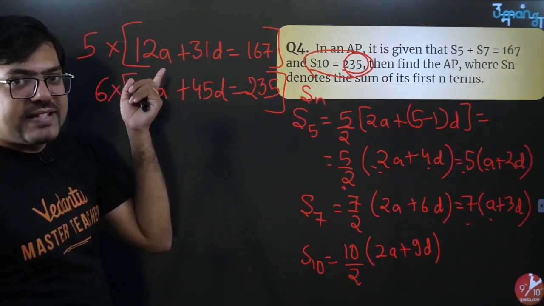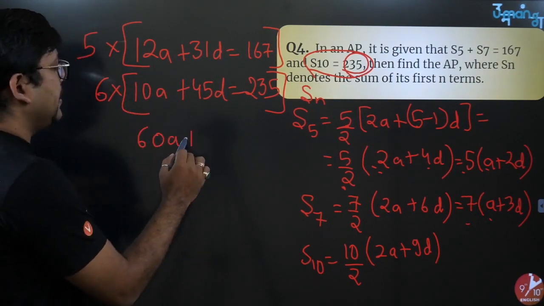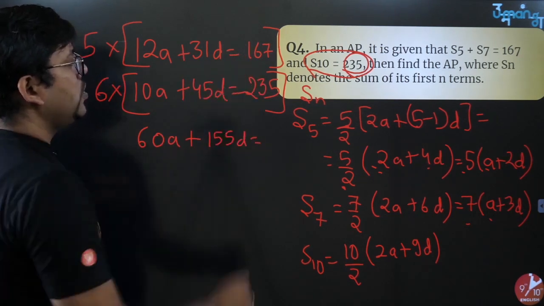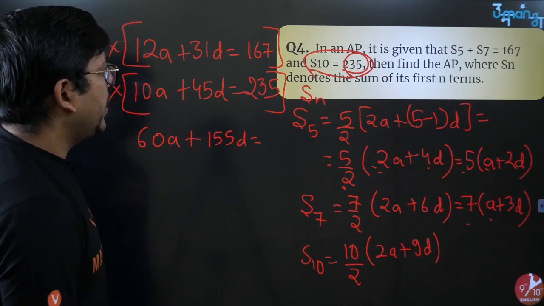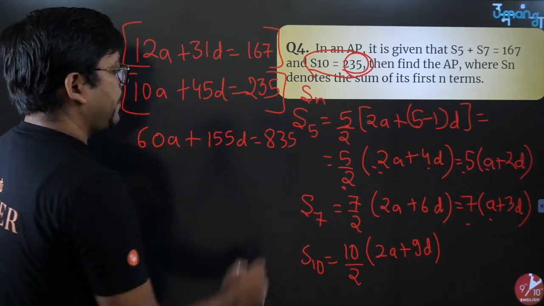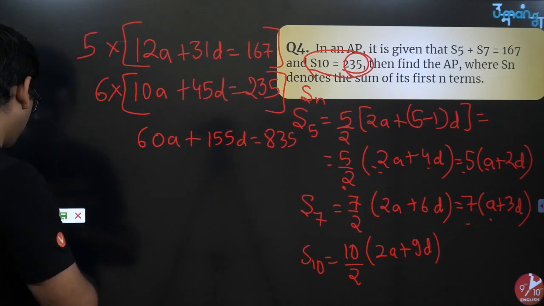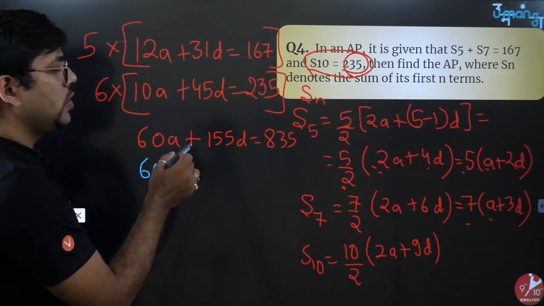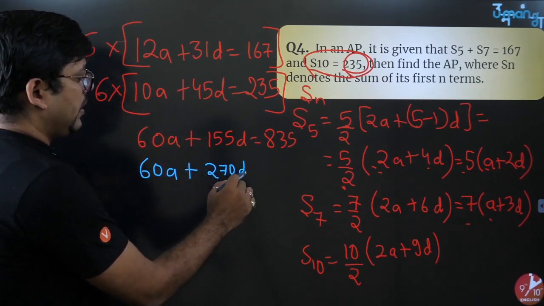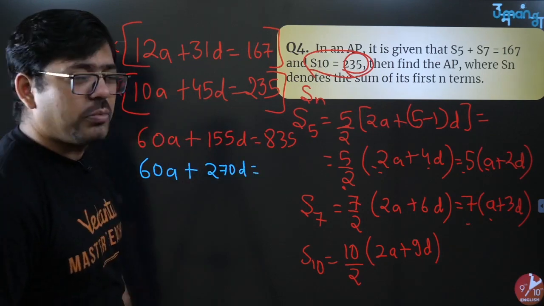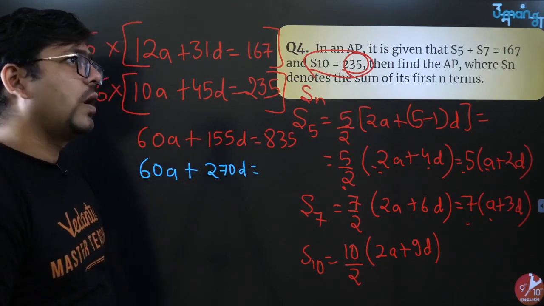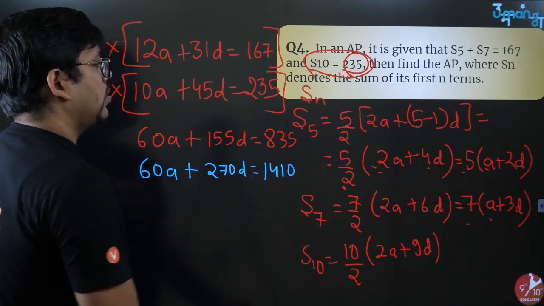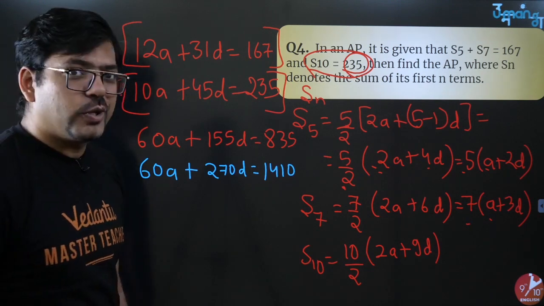So 5 into 12, 60a. Okay, so that is 60a plus 5 into 31, so that should be 155d is equals to 5 into 167, so 835. Similarly, 6 into 10, that would be 60a, and then 6 into 45, so that is 270d, and is equals to 6 into 235, so 1410, if I'm not wrong. Yeah, looks like this only.